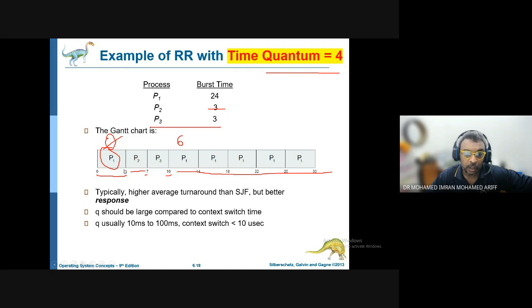After 4 seconds, stop, and put in P2. So P2 takes only 3 seconds. Although it was given 4, it only needs 3. So it finishes 3, stop. Then put in P3. 3, 10. Finished, stop. And then P4, P1 again. Back.